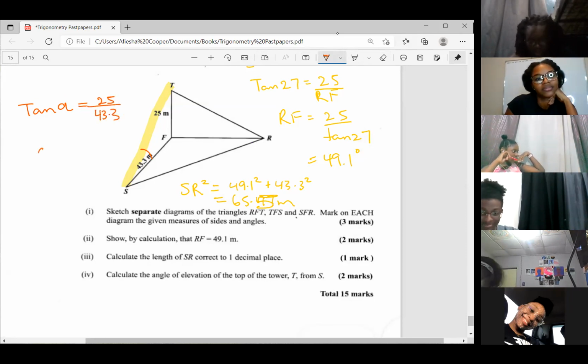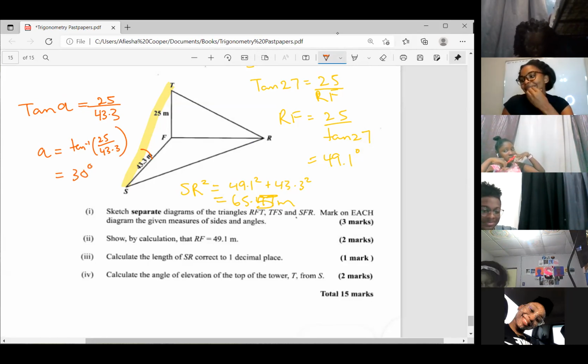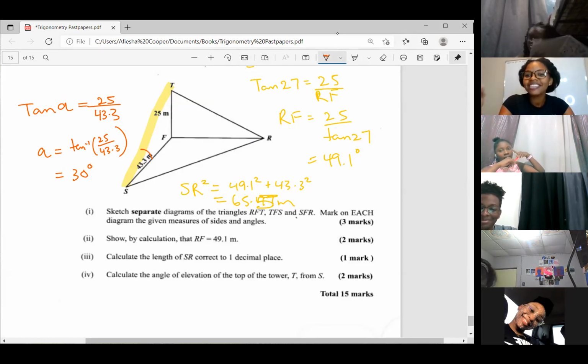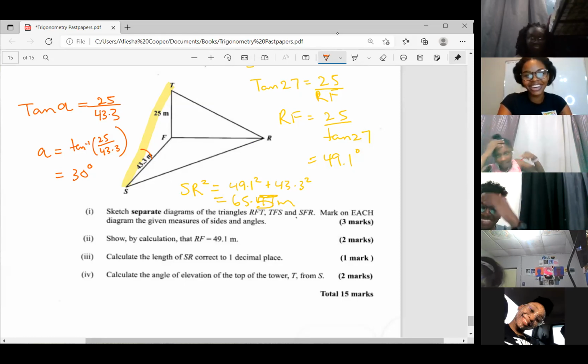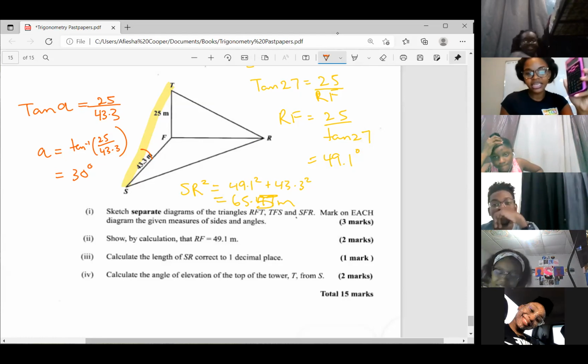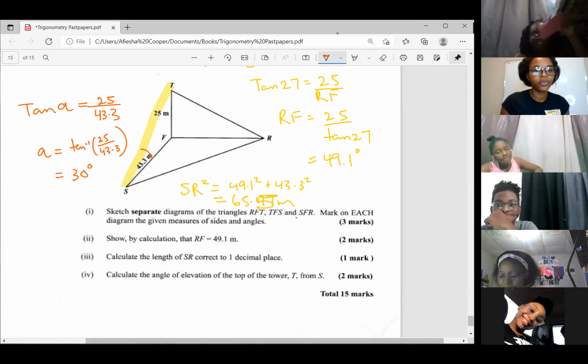And then tan inverse of 25 over 43.3, and I get 30 degrees. Everybody got that? You all know there's a shortcut, instead of working things over. This is serious, not me trying to stall you all. So grab your calculators in case some of you don't know.